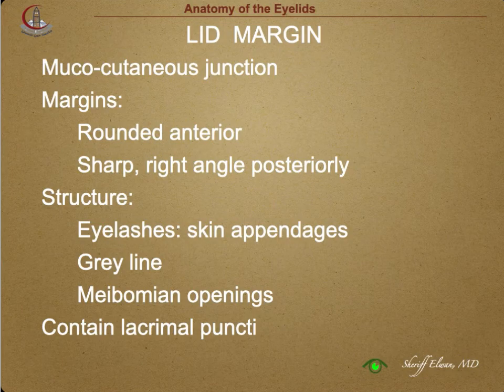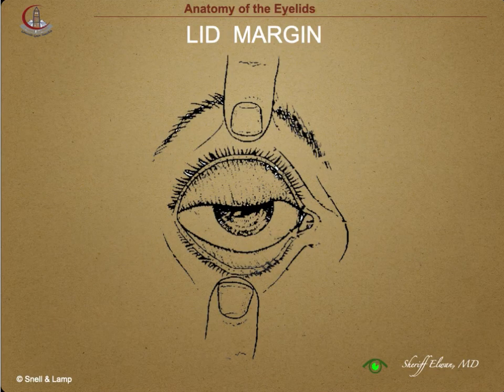Structurally, it's composed of the eyelashes with their skin appendages at the outer side, followed by the gray line that I described, through which you can go into the space between the external lamella and the internal lamella, and then you find the openings of the meibomian glands, and finally the posterior sharp right-angled margin. We shouldn't forget that the lid margin contains the lacrimal puncti.